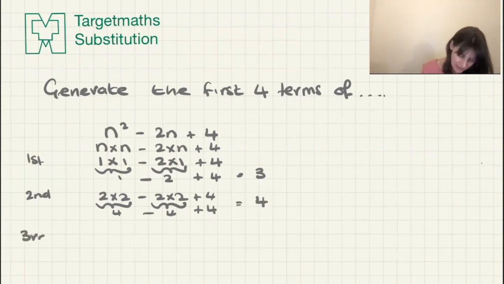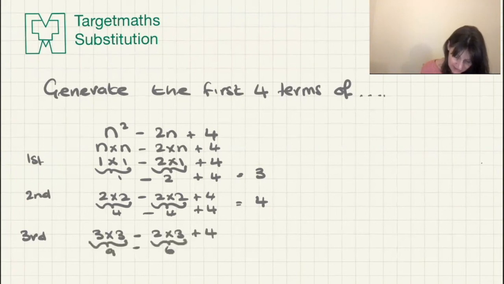Put the third one in. 3 times 3 minus 2 times 3 plus 4. 9 minus 2 times 3, which is 6. 9 take 6 is 3, and 3 plus 4 is 7.